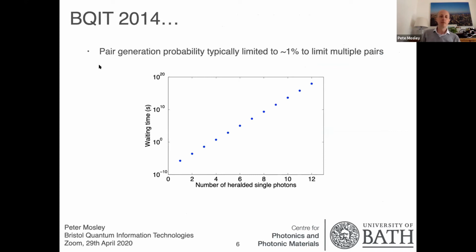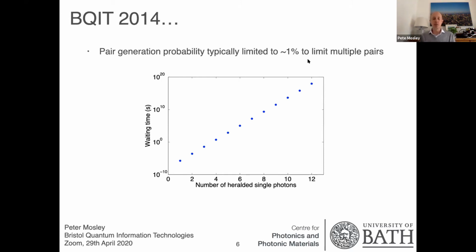So far, so good. So back at BQIT 2014, I made this slide, which is a rather dangerous slide to show, particularly when you're at a virtual conference where you can't even see who's in the audience. But the point that I was trying to get across with this slide in 2014 is that the generation rate, or at least the generation probability, with these sources based on four-wave mixing is typically rather limited to something like 1%. And that's done to limit the impact of the higher order photon pair contributions to the joint state.